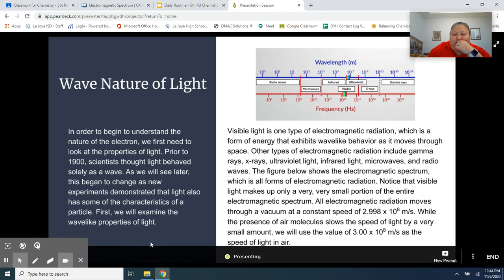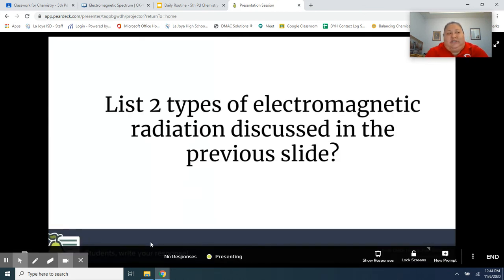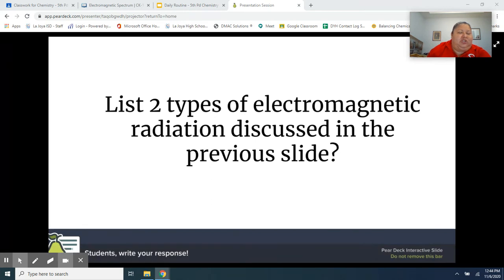All right, your second question. Remember, if you're not in the Pear Deck, you should still be able to post in the Google Meet chat. This is a typing question. It asks you to list two types of electromagnetic radiation discussed in the previous slide. I'll settle for one type. Tell me two examples of electromagnetic radiation that is in that spectrum that we just talked about.